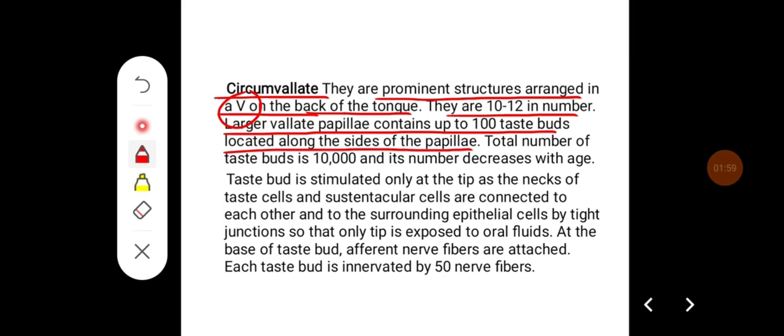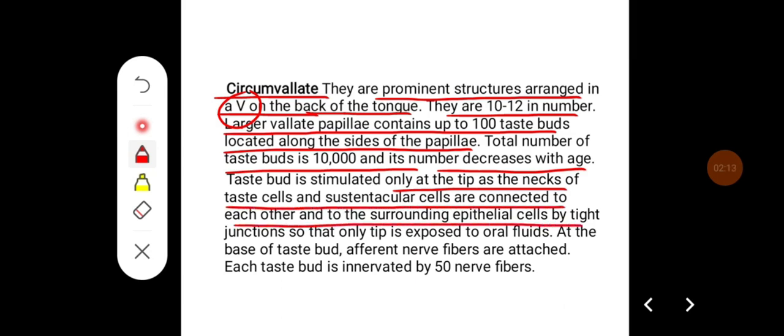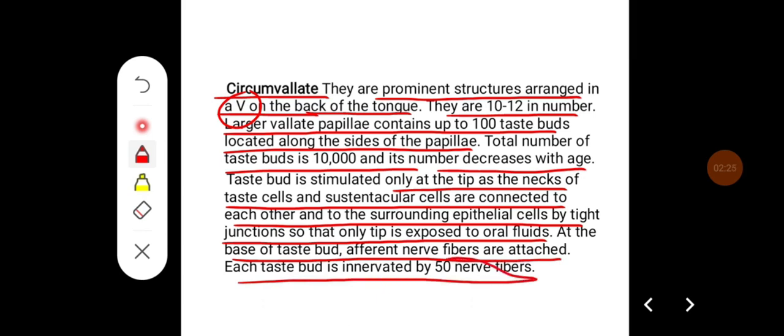The total number of taste buds is around 10,000, and the number decreases with age. A taste bud is stimulated only at the tip, as the necks of the taste buds and sustentacular cells are connected to each other and to the surrounding epithelial cells by tight junctions, so that only the tip is exposed to the oral fluids. At the base, taste afferent nerve fibers are attached, and each taste bud is innervated by 50 nerve fibers.